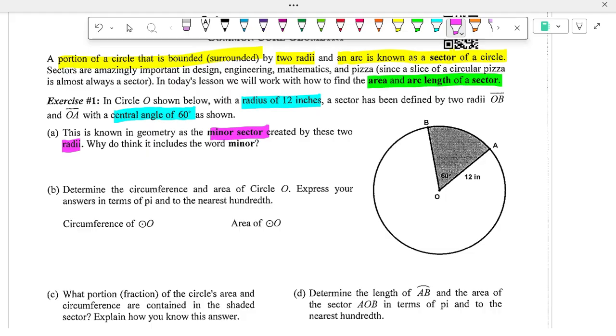Why is this called a minor sector? It measures less than 180. Good. So, recall from Unit 6, the central angle, if we found the measure of the arc, the degree of the arc, it would also be 60 degrees. Since it is less than 180, we have to assume that it's a minor sector. Minor just means that it's less than 180 degrees.